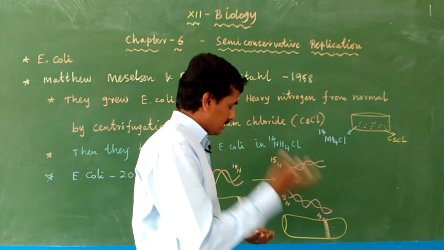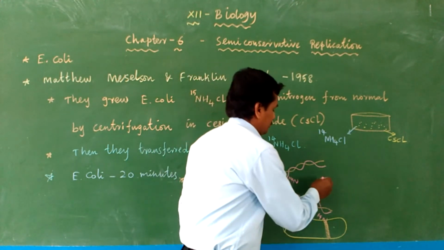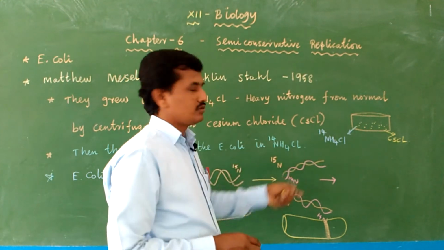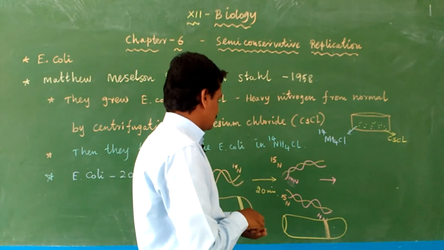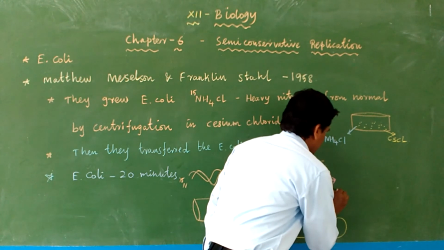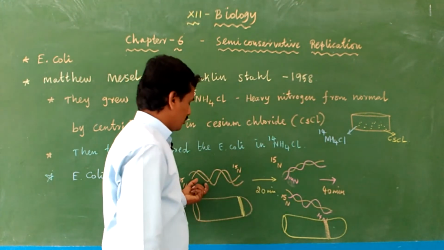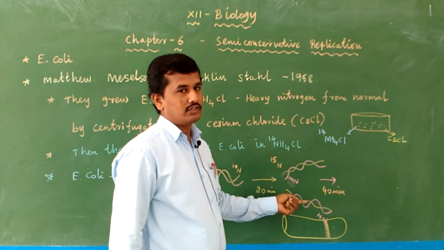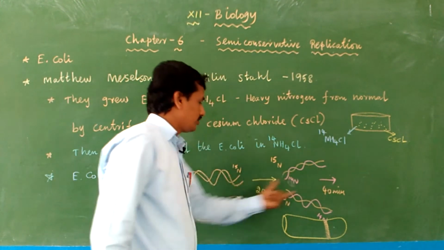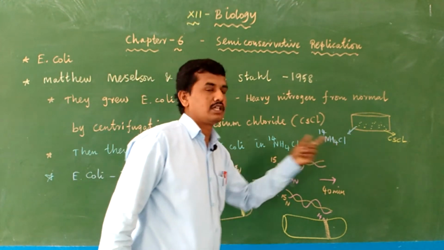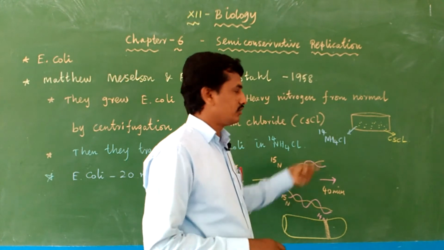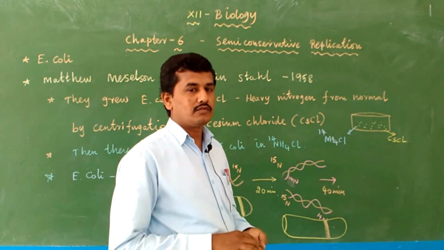In the next experiment, in the third step, this is actually one DNA into two DNA, one organism into two organisms. Then another generation after another 20 minutes, which means 40 minutes. The first cell after 20 minutes divided into 2 cells, and 2 cells contain 2 DNA. After another 20 minutes, total 40 minutes, 20 plus 20, one bacterium produces 4 daughter cells. Here 2 daughter cells, then the 4 daughter cells, which also contain 4 DNA.